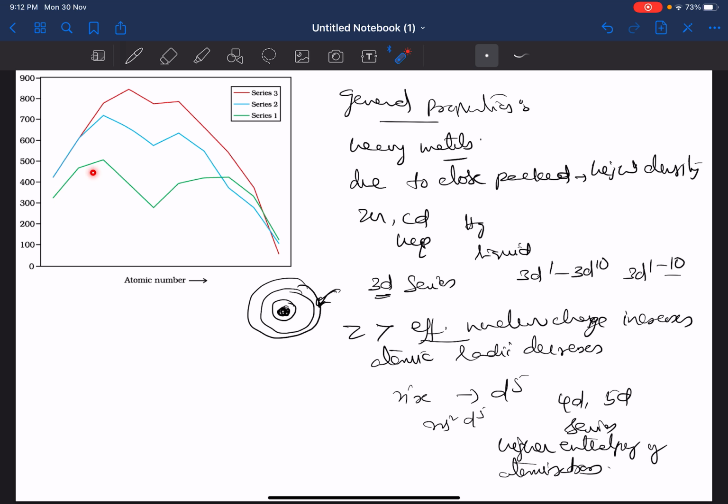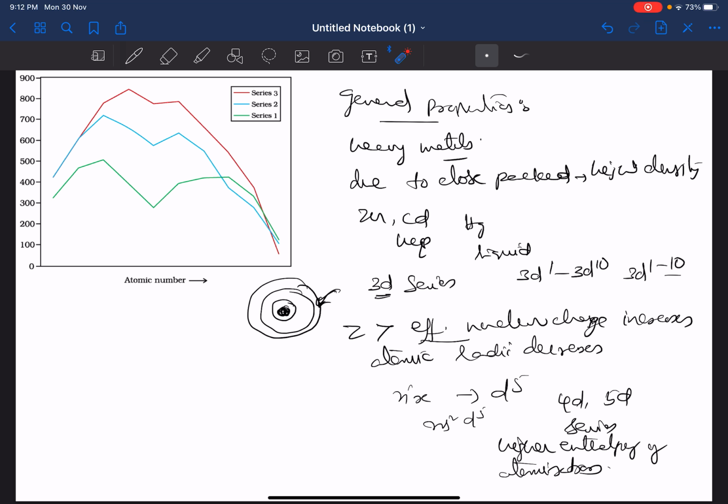Here we have the 3d series, which has a low enthalpy of atomization. The 4d series has a higher enthalpy of atomization when compared to the 3d series, whereas the 5d series has a very high enthalpy of atomization when compared to the 4d series. That means the 3d series has low enthalpy of atomization, and the 4d and 5d series have higher enthalpy. As the atomic number increases, enthalpy of atomization increases. That is about the trends in the enthalpy of atomization.